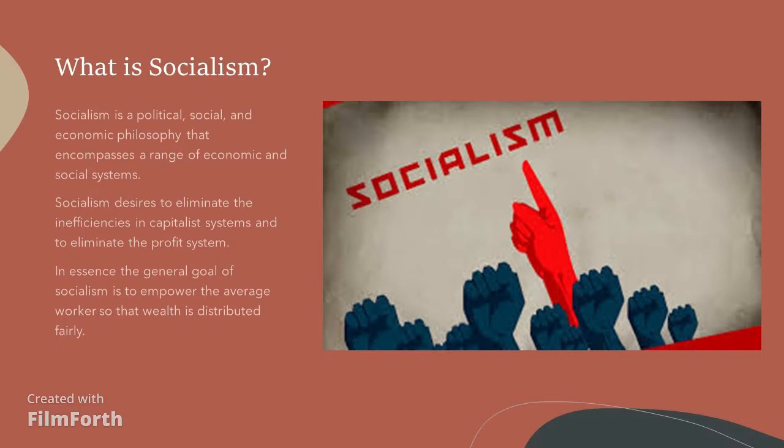So what exactly is socialism? Socialism is kind of a collection of different ideas, but mainly it's a political, social, and economic philosophy that encompasses all sorts of different ideas and systems. Socialism's main goal is to eliminate the inefficiencies in capitalist systems and to eliminate the profit system. So you can kind of summarize all that as it's just kind of meant to empower the average worker and redistribute wealth fairly, because they feel that capitalism doesn't do so fairly enough.